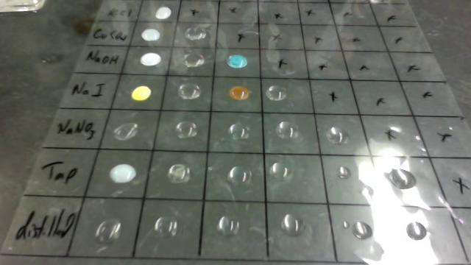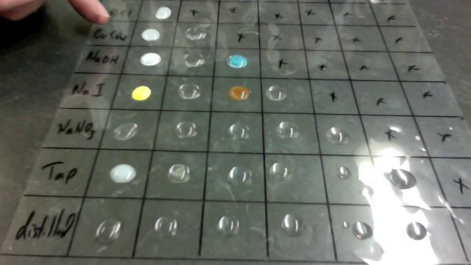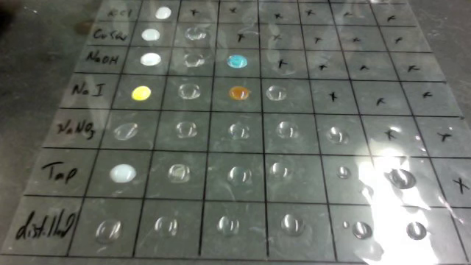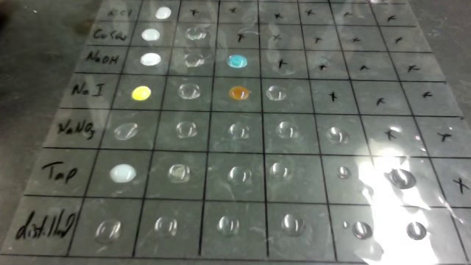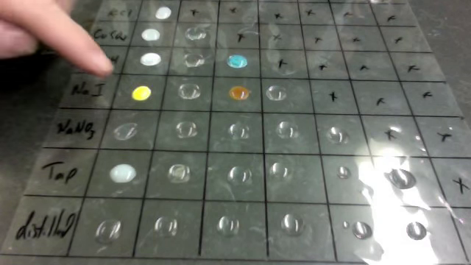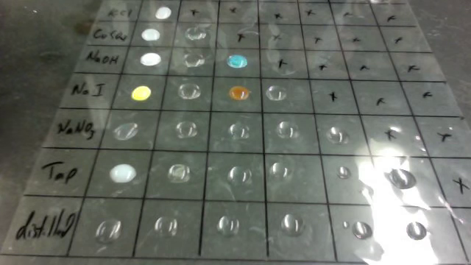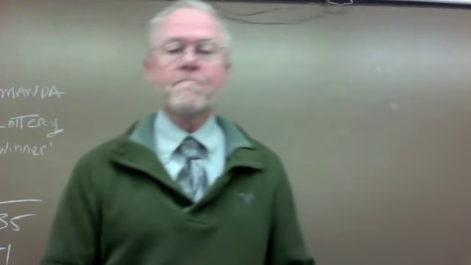So, where do we get precipitates there? Well, we got one with lead nitrate and potassium chloride. We got one with lead nitrate and copper sulfate. One with lead nitrate and sodium hydroxide. Those are all white. There's a yellow precipitate of lead nitrate with sodium iodide. And there's also a precipitate with tap water.